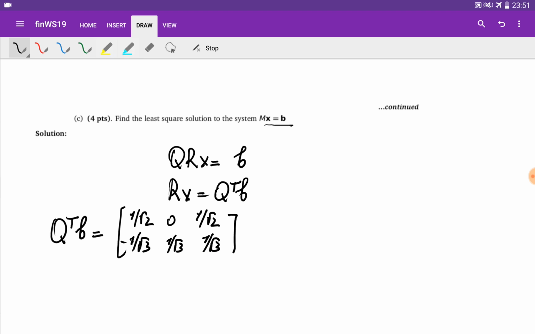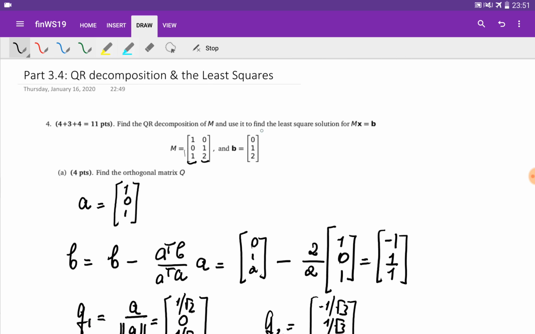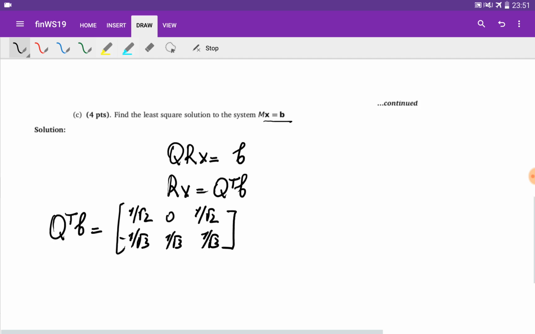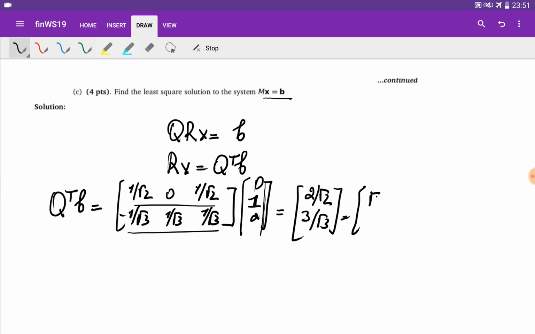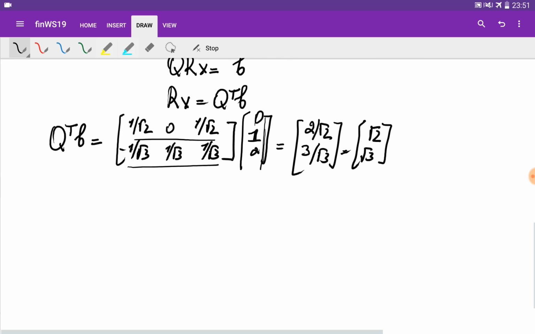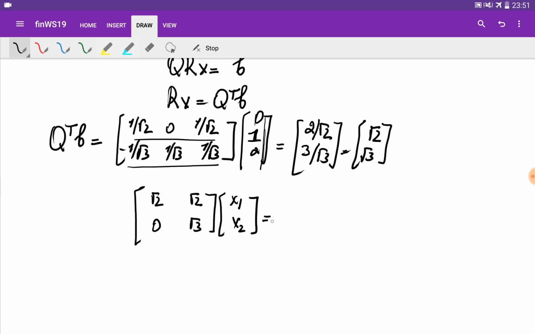The right-hand side b is given as 0, 1, and 2. The first row times this vector is going to be this one times 0, this one times 1 being 0, and this one times 2, which gives 2 over square root of 2. And the second row times this vector is going to be 3 over square root of 3. Or simply, this is going to be square root of 2 and square root of 3. So now we write Rx equal to this vector: R is square root of 2, square root of 2, 0, square root of 3, multiplied by x1 and x2, equal to square root of 2 and square root of 3.